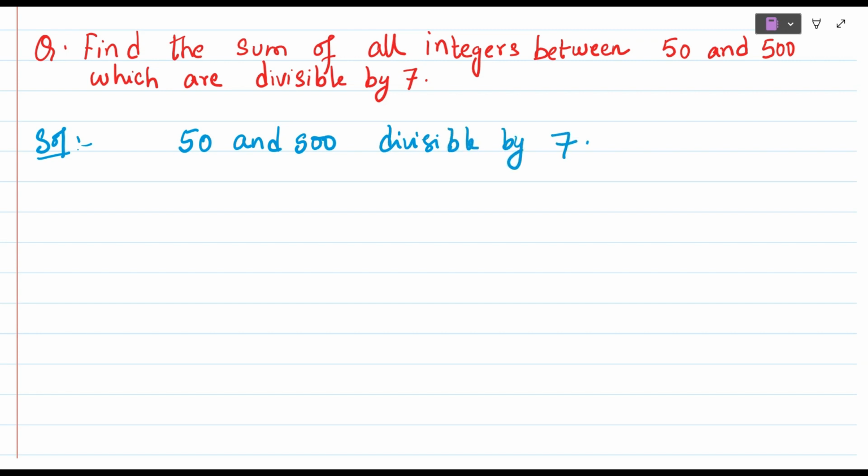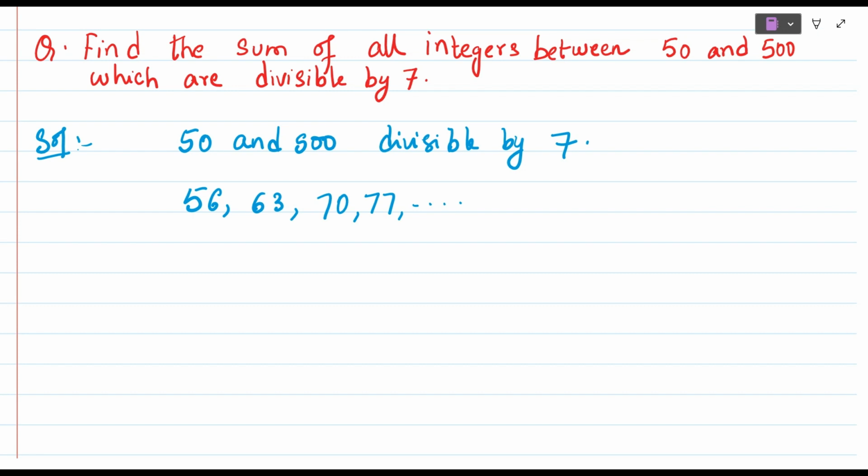Okay, after 50, let us see what the numbers divisible by 7 are, students. So 7 sevens are 49, 7 eights are 56, 7 nines are 63, 7 tens are 70, 7 elevens are 77, and this goes on up to how much, students?